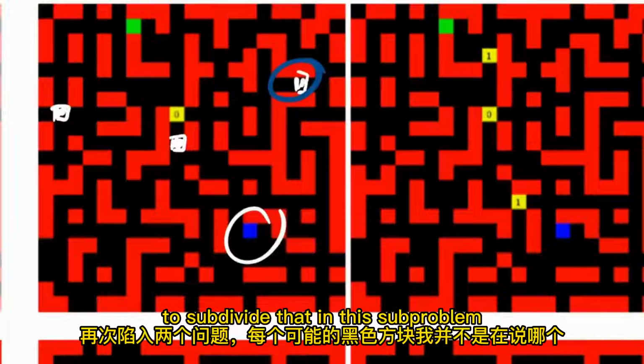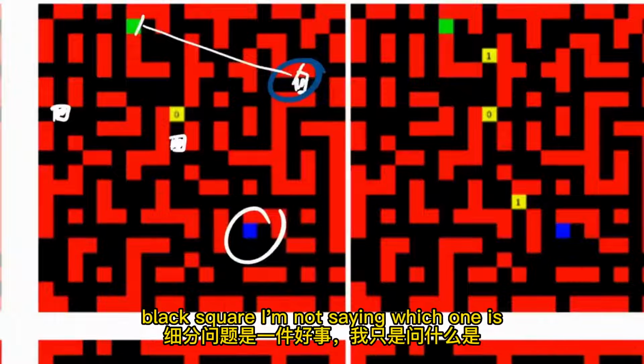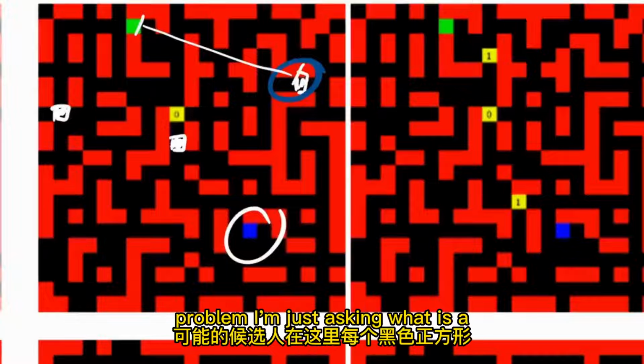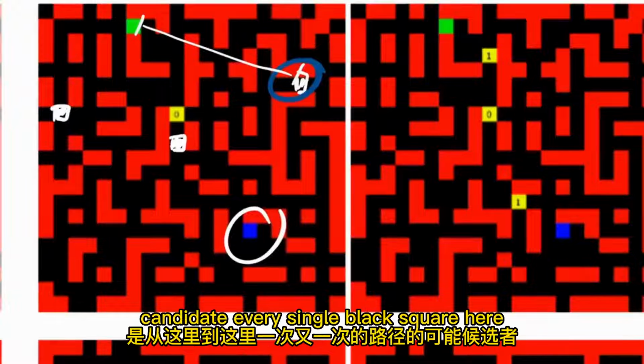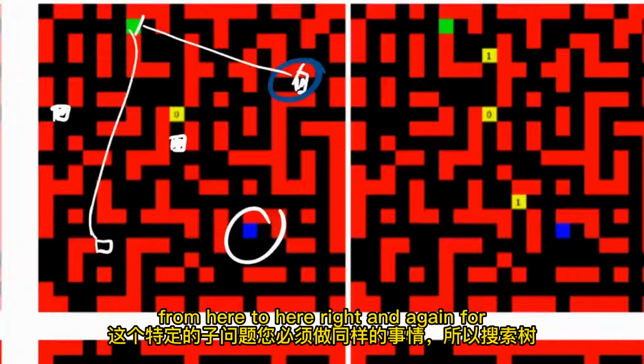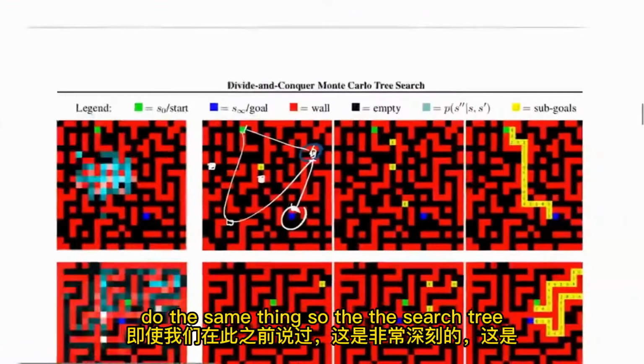Now you have to subdivide that sub-problem into 2 problems. Again, every possible black square. I'm not saying which one is a good thing to subdivide the problem. I'm just asking what is a possible candidate. Every single black square here is a possible candidate for a path from here to here. Right? And again, for this particular subproblem, you have to do the same thing.